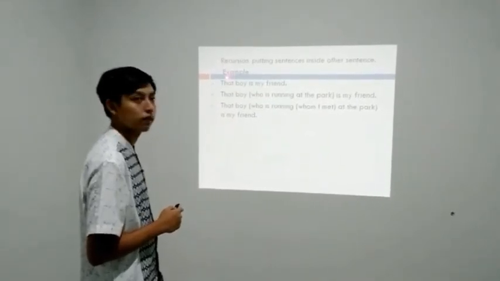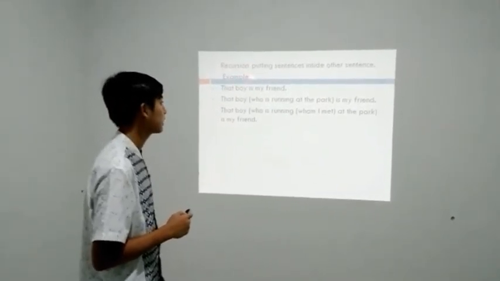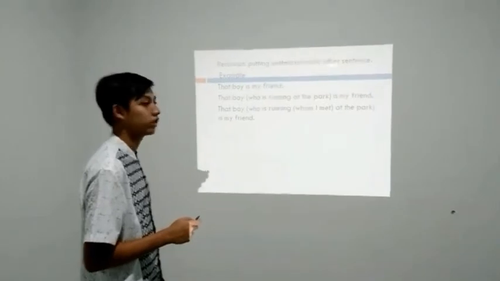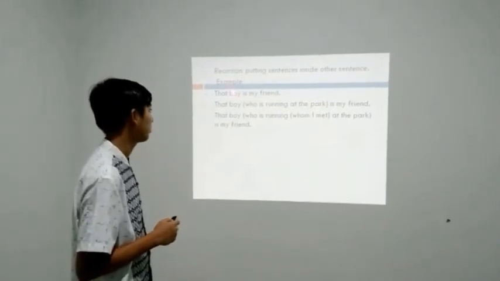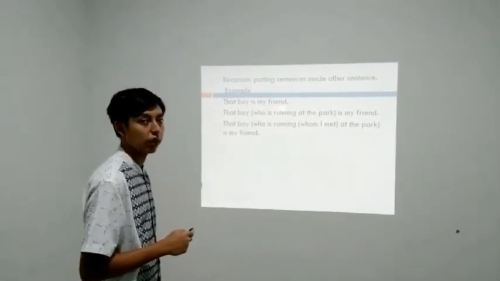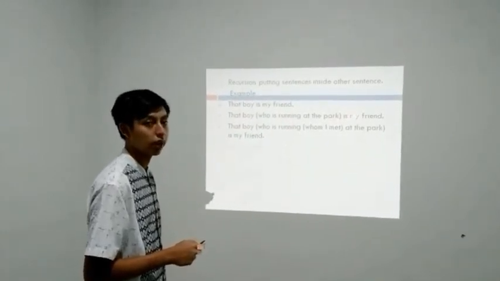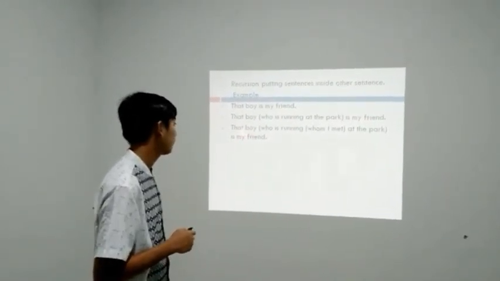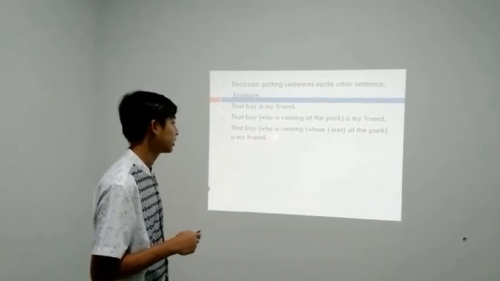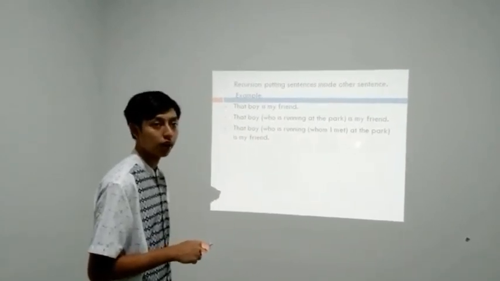And the last is recursion. Recursion is putting a sentence inside another sentence. For example, that boy is my friend. That boy who is running at the park is my friend. That boy who is running, whom I met at the park, is my friend.